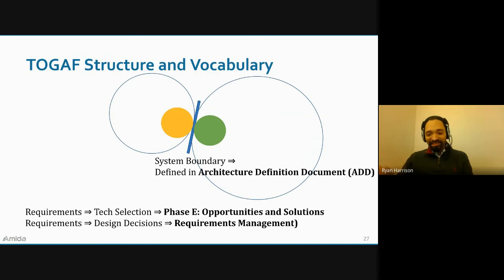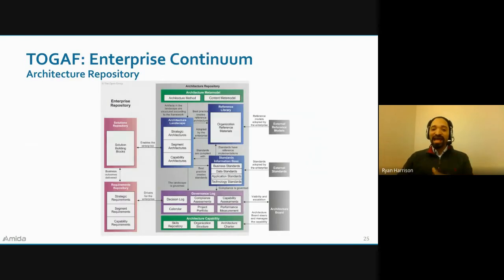The technology selection is going to be in phase E, and I have a prescriptive way of going about it. The requirements management is going to be in the requirements management phase, and that phase is going to have the reference library, the standards information base, and the architecture landscape where I can pull things from and contribute to. I'll know that I might need to get an approval before this goes to a client, which goes into the architecture board and governance stuff.